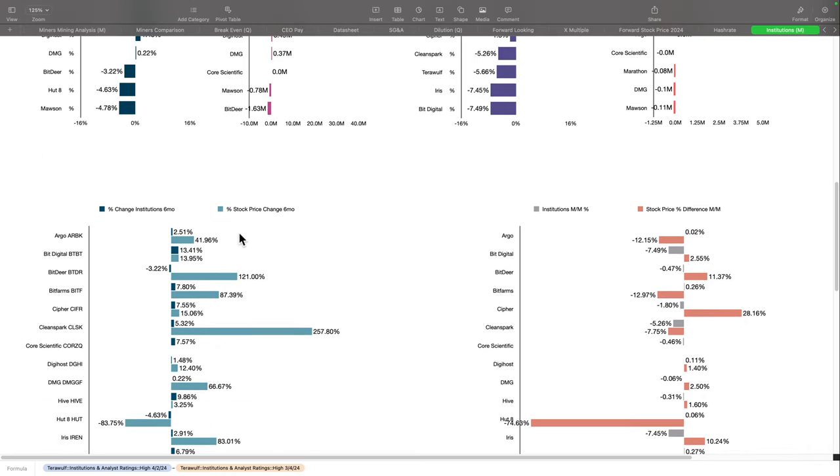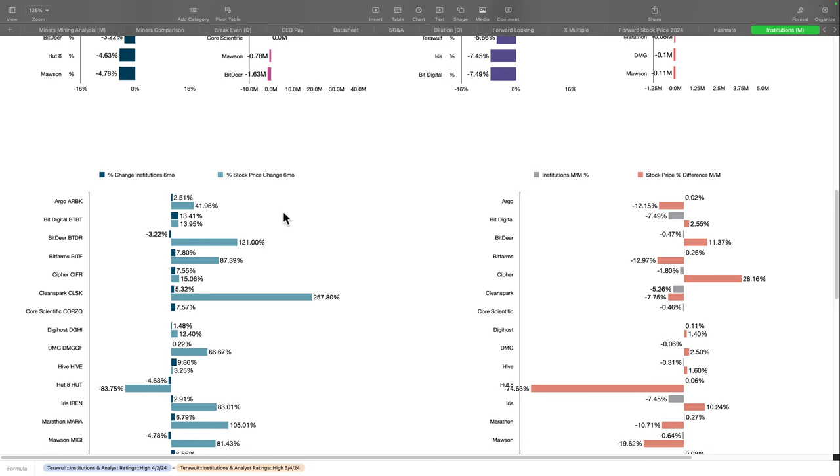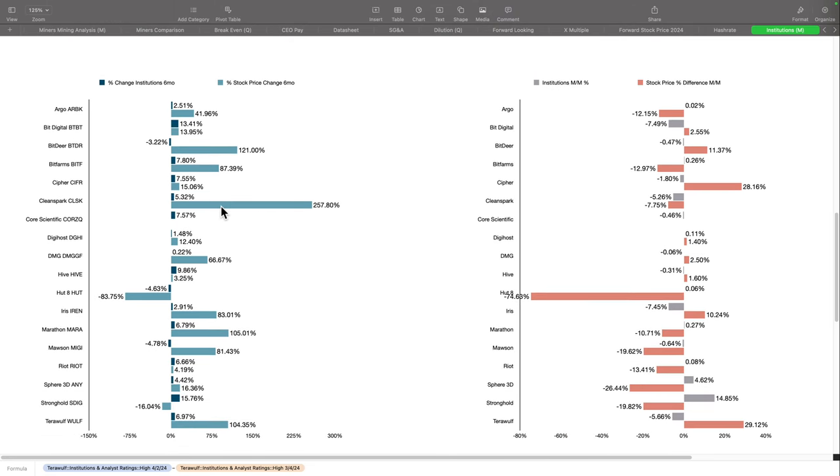Going down here as far as the percentage change of institutions for the 6 months compared to the stock price change over the last 6 months, right? Biggest gainer here has been CleanSpark, 257% from 6 months ago, roughly, and institutions only increased by 5.32% in that. It's obviously pretty low there. Institutions don't look like they were driving it, percentage-wise at least, but maybe they were driving it share-base-wise. Okay. Then big decrease here was obviously Hut 8, down 83%.